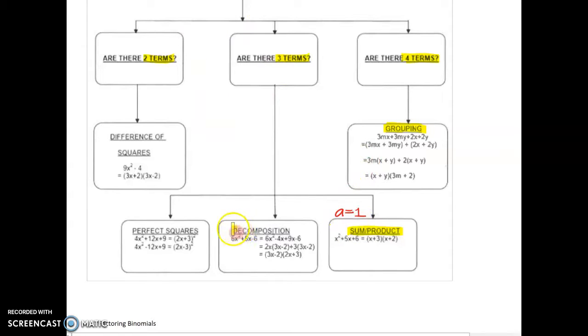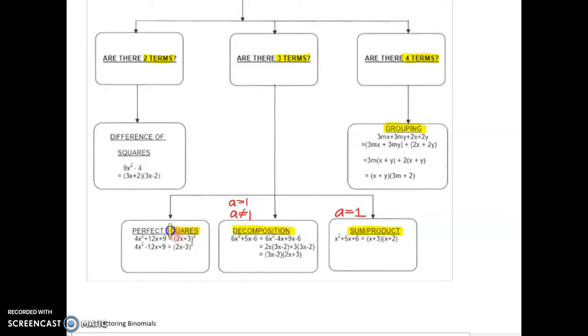We've learned the all-encompassing decomposition technique, which is allowed for when A does not equal 1. Although, if you want to, you could always use it for A equals 1. And remember, this is the technique you need to know and understand, and you can use it all the time for any 3-term expression.